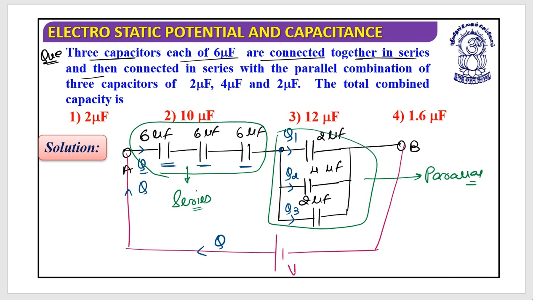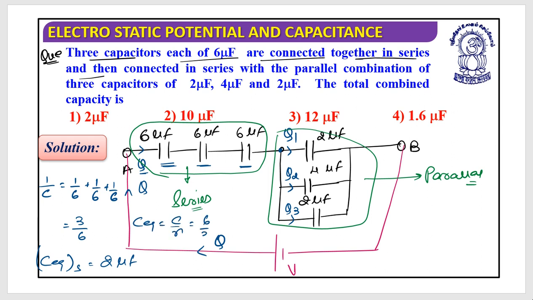This is 6, this is 6, this is 6, so 1 by C is equal to 1 by 6 plus 1 by 6 plus 1 by 6. This is 1 plus 1 plus 1, 3 by 6, and the C equivalent should be equal to 6 by 3. It's 2 microfarad. You can do the same thing with the help of C equivalent is equal to C by N. It's 6 divided by 3, which would be 2 microfarad. I hope this is clear.